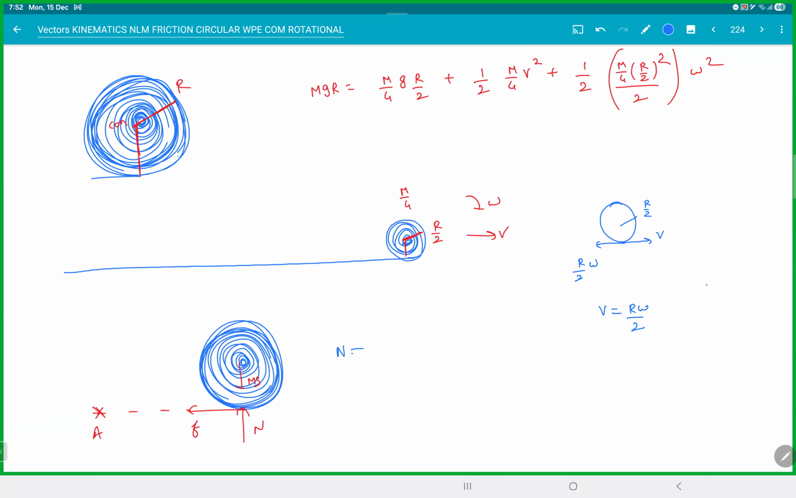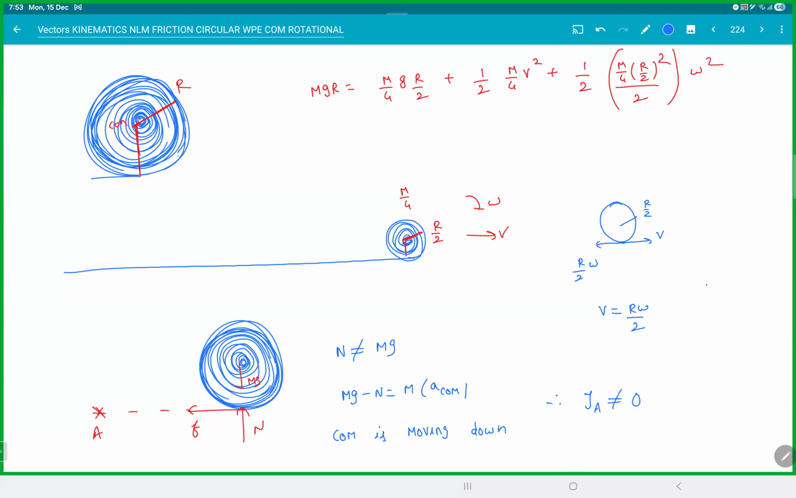N is not equal to mg. That was a mistake. Why? Mg minus N is mass into acceleration of center of mass. Center of mass is moving downward. Think about this. Where is the center of mass initially? R. Now where is the center of mass? R by 2. Center of mass is moving downward. Therefore, torque about A is not 0.